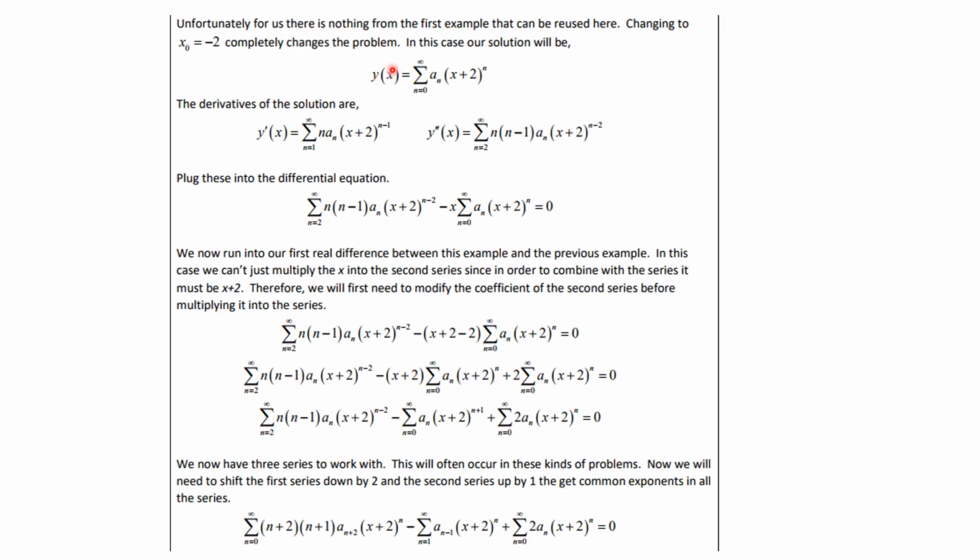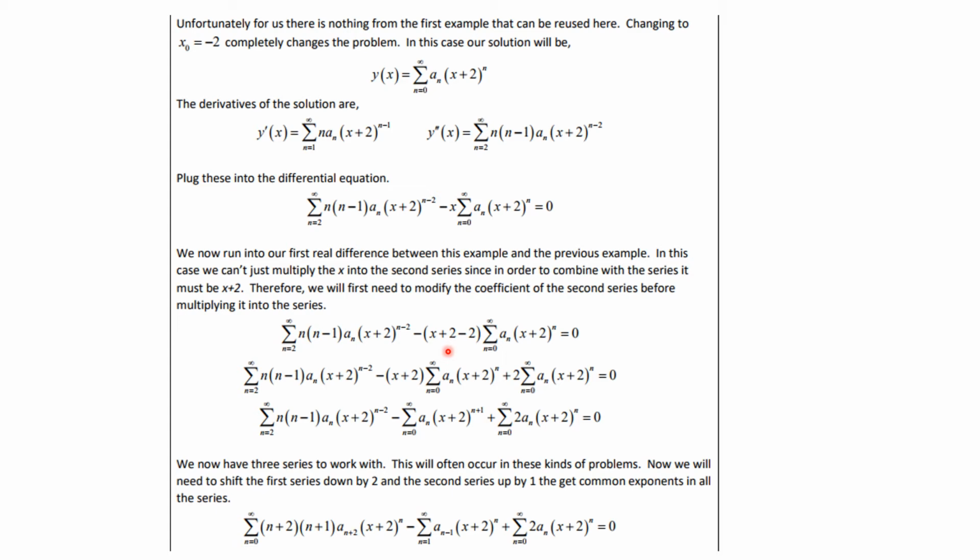Now unfortunately, changing that point to x equals minus 2 completely changes the problem. So we want to have a solution that looks like this. So the derivatives are going to look like this. Plugging it into the original equation, we get y double prime minus x times y is equal to 0. But look, we can't distribute this x into here because it's not of the form x plus 2. So what we're going to do is that famous mathematical technique of adding 0 in a clever way.